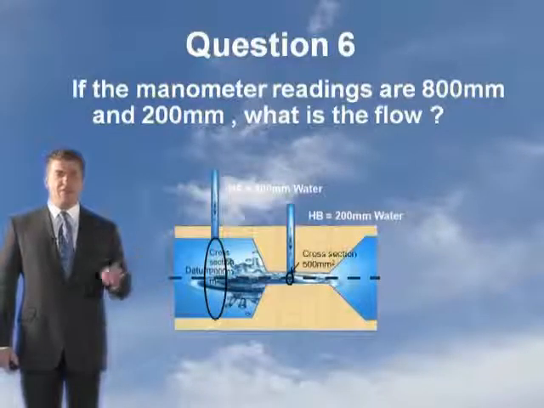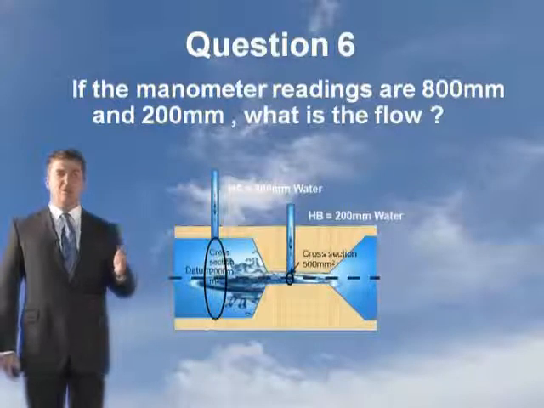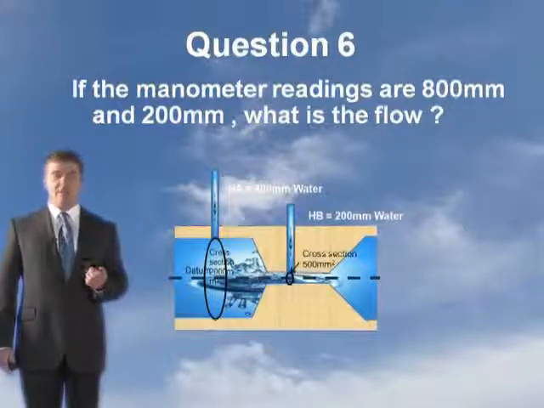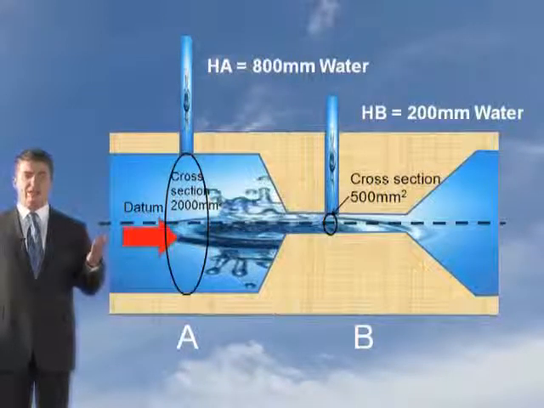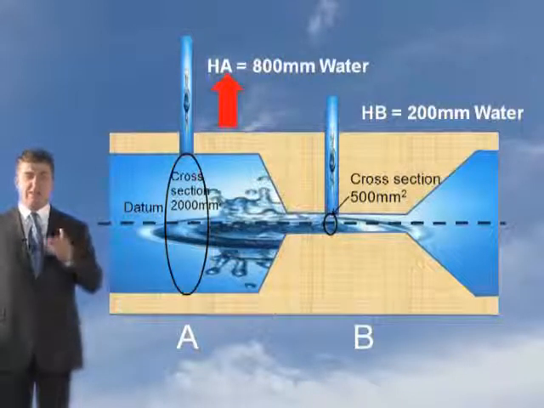Let's do one more question. If the manometer readings are 800 millimetres and 200 millimetres, what is the flow? And it does tell you the density of the flowing water is 1,000 kilograms per metre cube. This is the diagram showing you a cross-sectional area of 2,000 square millimetres on one side, 500 on the other, and it's telling you HA equals 800 millimetres of water and HB is 200 millimetres of water.